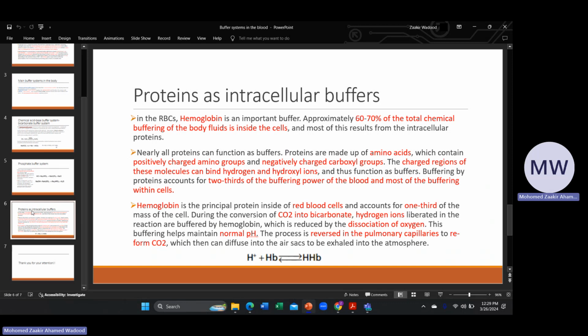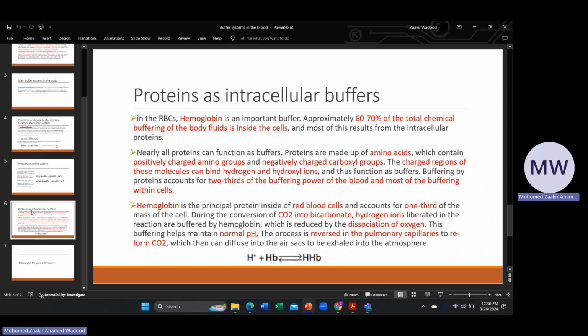As you know, hemoglobin, which is the protein inside red blood cells, which are responsible for carrying oxygen, also acts as a buffer. The majority of chemical buffering actually takes place inside the cell as a result of the presence of this intercellular protein. Hemoglobin accounts for about 1/3 of the mass of an RBC, and likewise plays a huge role in the buffer system.